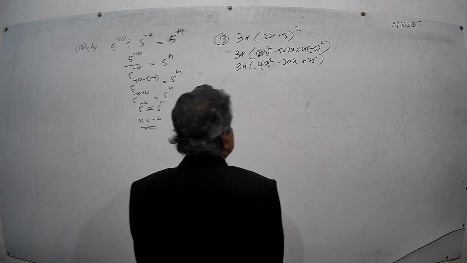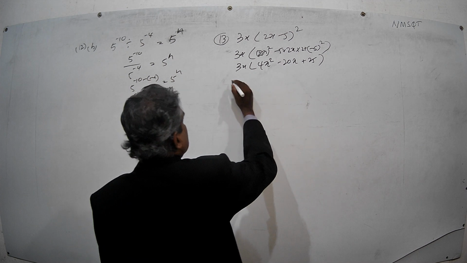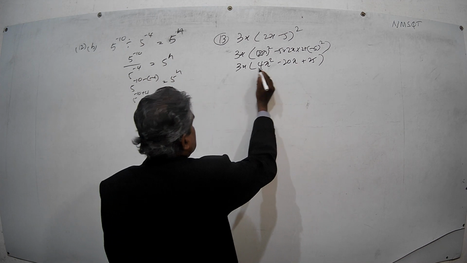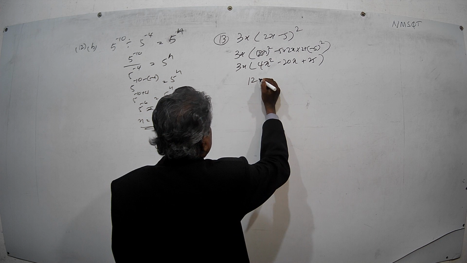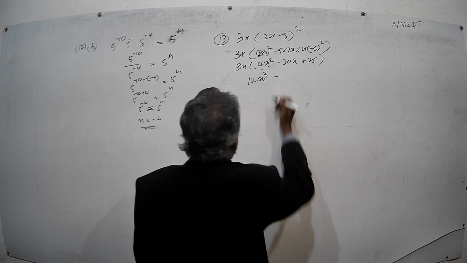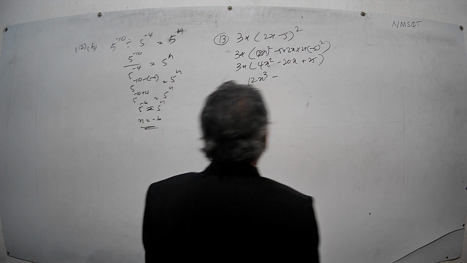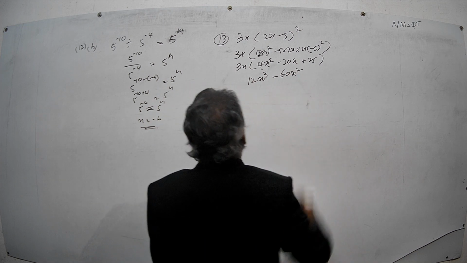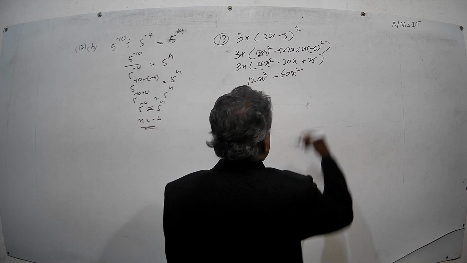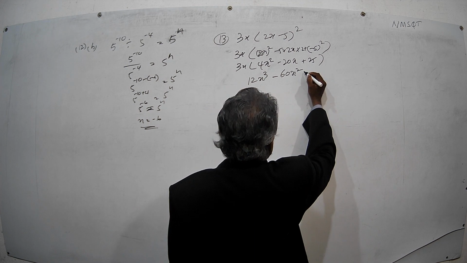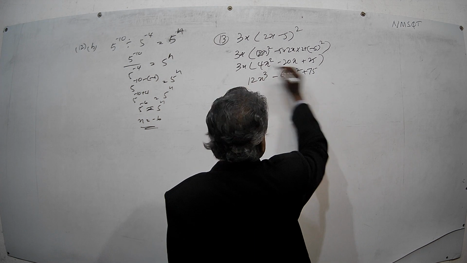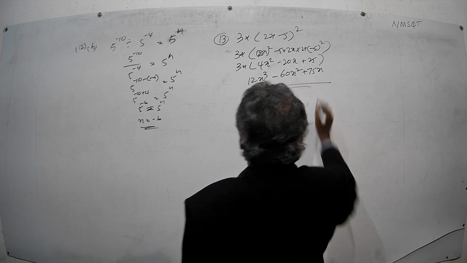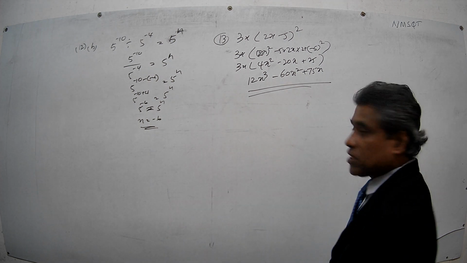Okay, then 3x. You multiply by 3 to remove the brackets. 3 times 4x squared, 3 times 4 is 12, then x into x squared will be x cubed. Then 3x into 20x, 3 into 20 is 60, x into x is x squared. Then 3x times 25, 3 times 25 is 75, and x. That is it: 12x cubed minus 60x squared plus 75x, right?